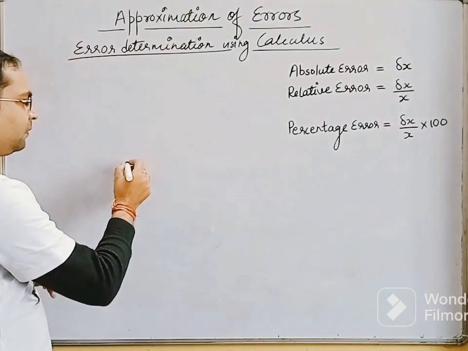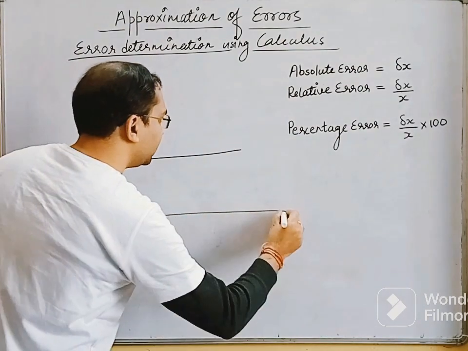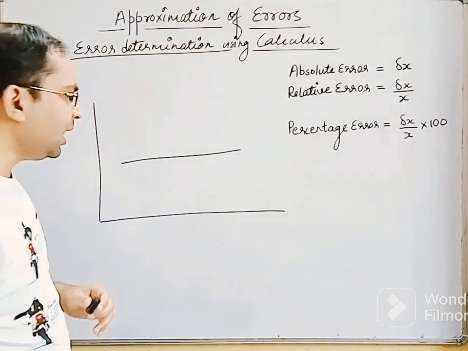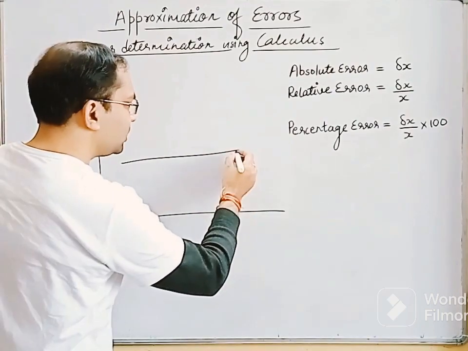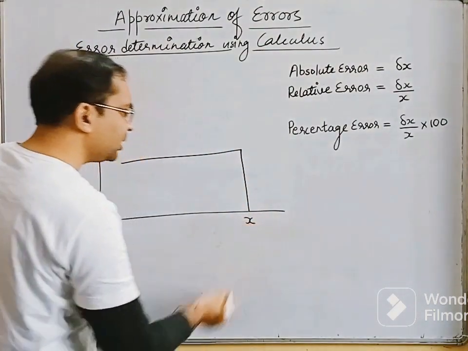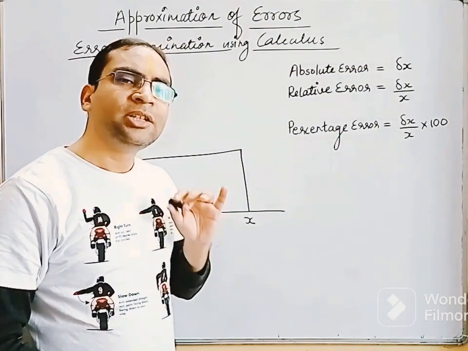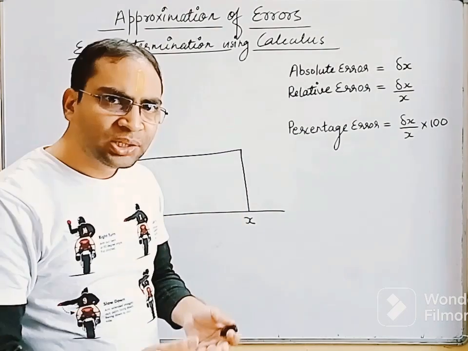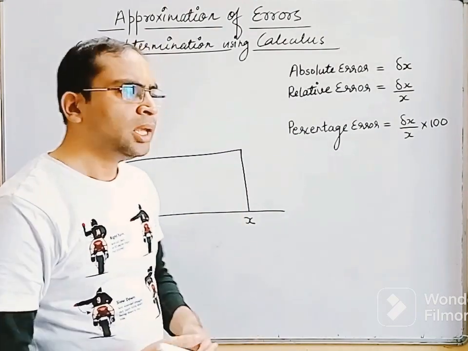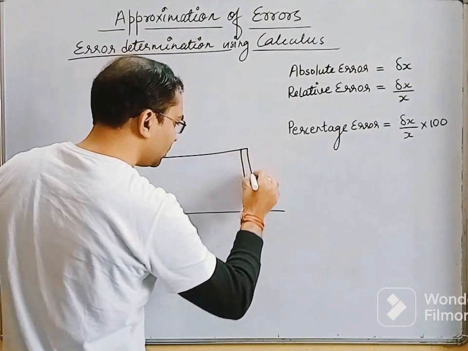For example, if we have been given to measure a line, let's say the length of a line, and its actual value is, let's say, given by x. So let's say this is on the x-axis. So the actual length of the line is x. And due to some limitations of the measuring instruments, we somehow measure this to be x dash.